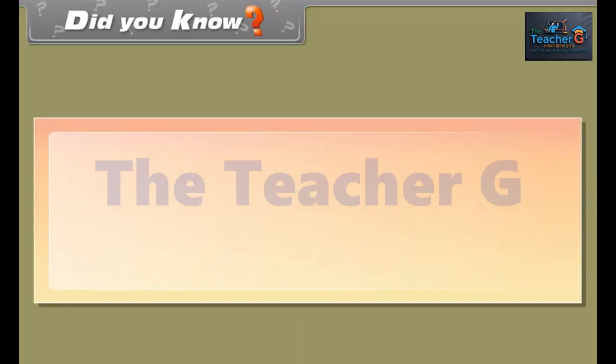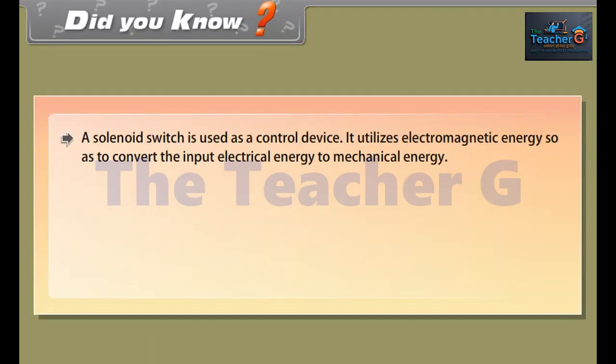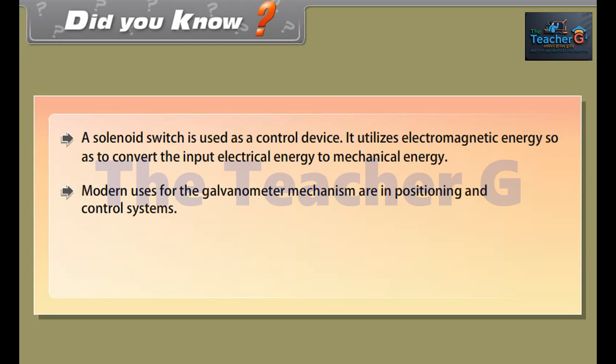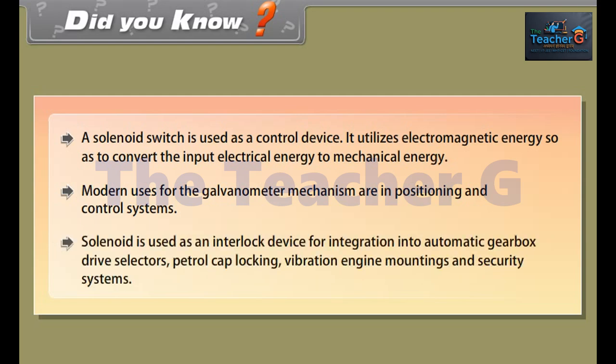Did you know? A solenoid switch is used as a control device. It utilizes electromagnetic energy so as to convert the input electrical energy to mechanical energy. Modern uses for the galvanometer mechanism are in positioning and control systems. Solenoid is used as an interlock device for integration into automatic gearbox drive selectors, petrol cap locking, vibration engine mountings, and security systems. Summary.